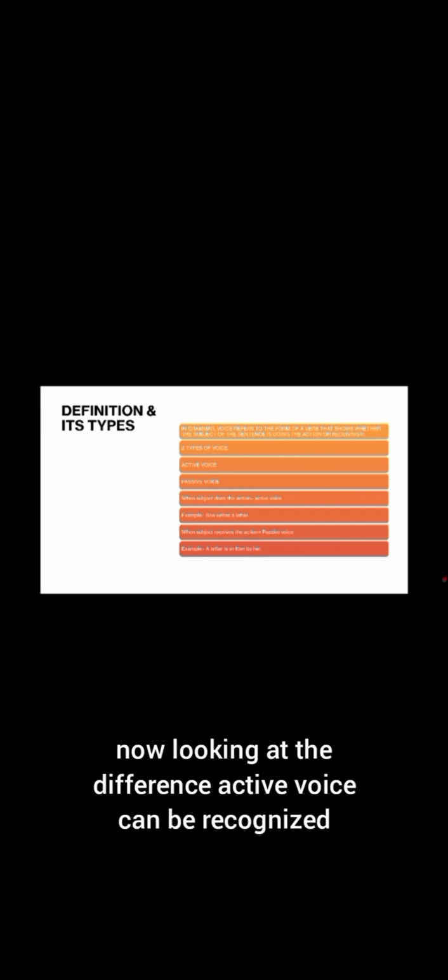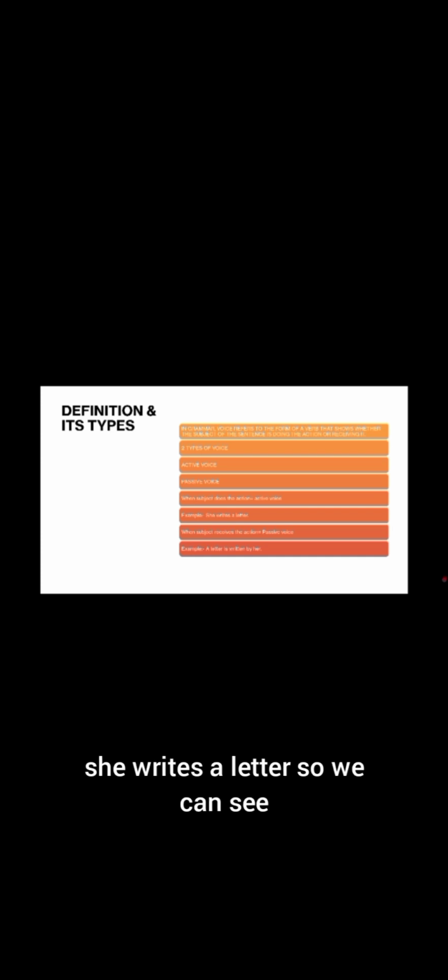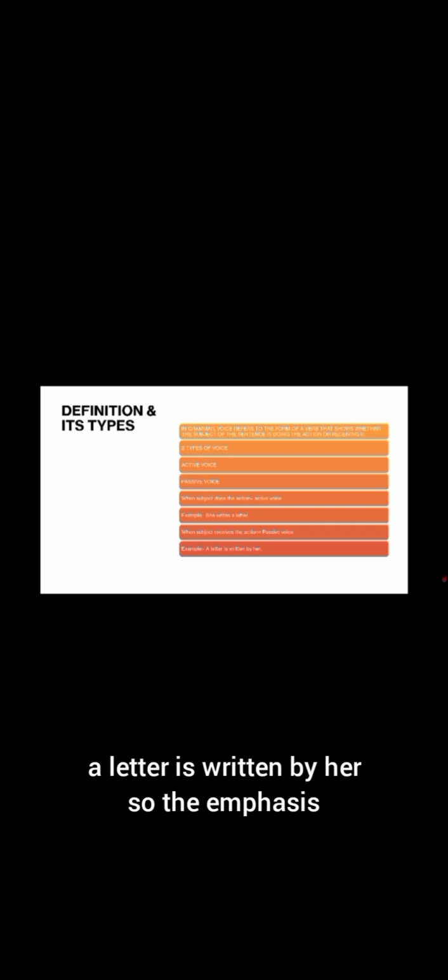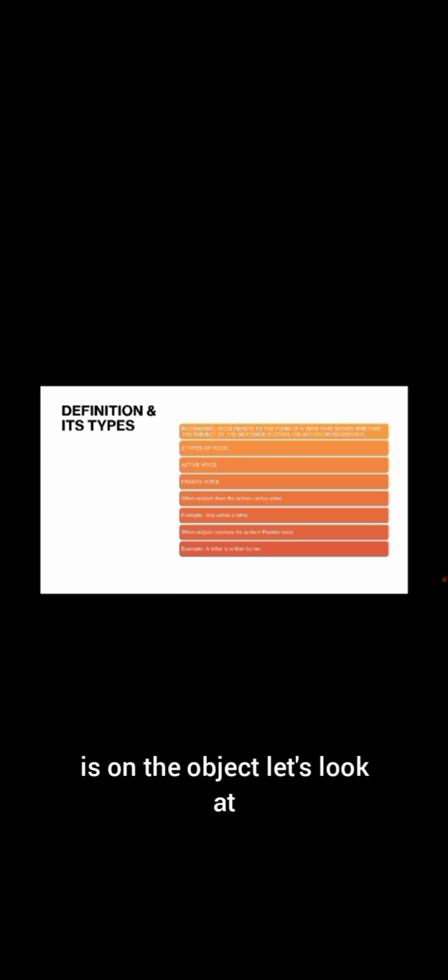And as we can see, there are two types of voice. One is active voice and the other is passive voice. Now, looking at the difference, active voice can be recognized when the subject does the action. For example, she writes a letter. So we can see that the emphasis is on she. Passive voice can be recognized when the subject receives the action. For example, a letter is written by her, so the emphasis is on the object.